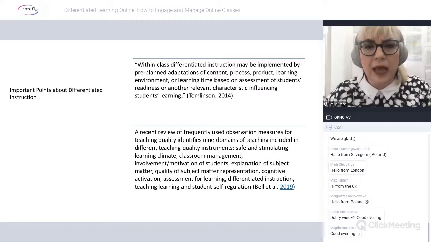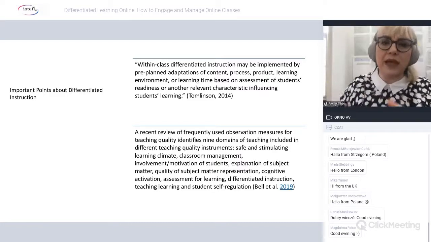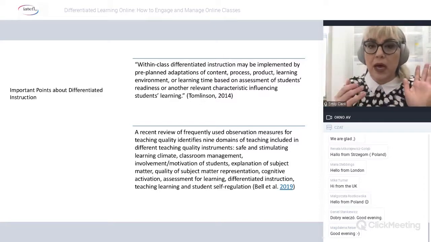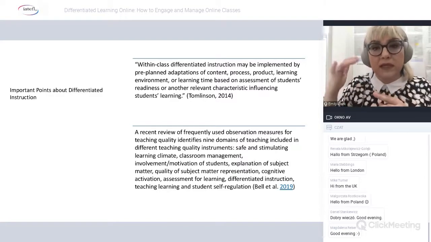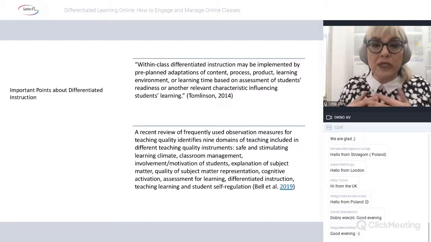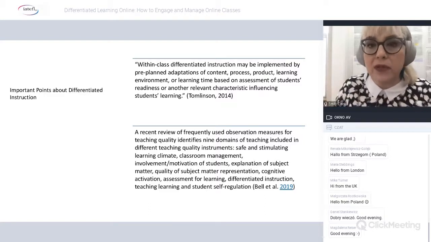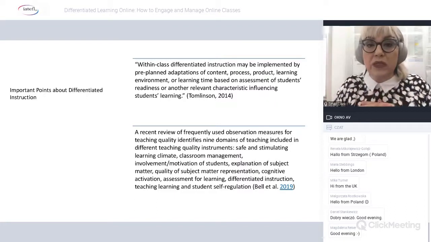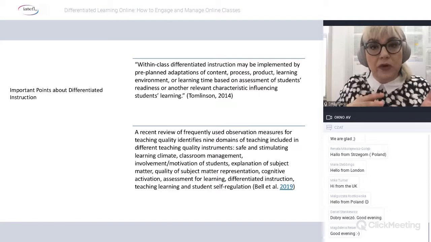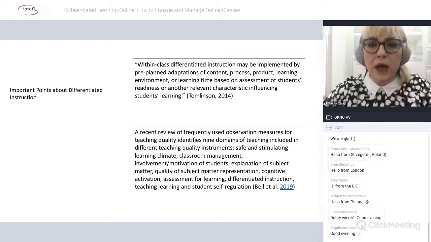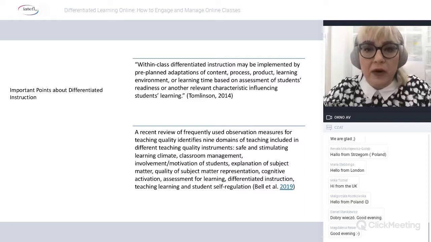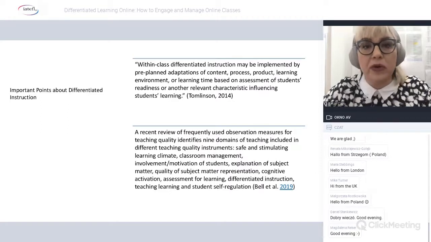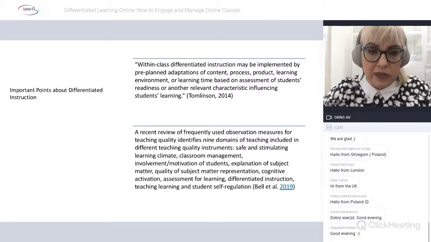So again, within a class, you have to think about how you're going to adapt any type of content, the process for how you're learning, and what you want students to do at the end. Maybe you have students that are multi-proficiency within one course. So are they going to be required to create the same product at the end? What will that look like? Again, are you going to vary the environment at all? And then thinking about assessment: are you assessing them all the same, or are you going to make some different changes there as well?